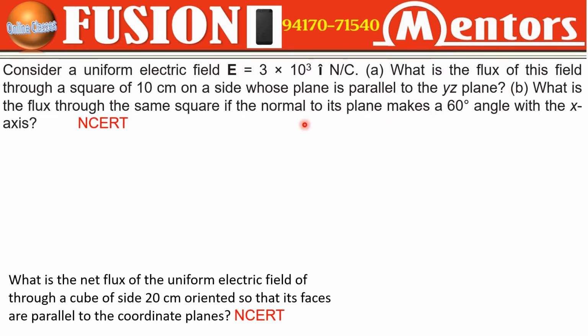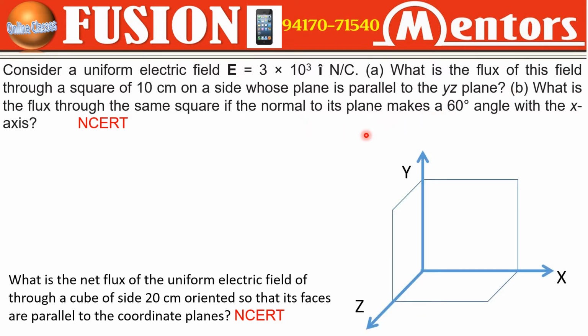So let me draw a diagram to make it completely understood. Please, while you note down, underline the main issues. First of all, electric field is 3 into 10 power 3 along i cap, means along x-axis. Square has side equal to 10 centimeter, which would be equal to 0.1 meter. And plane of the square is parallel to YZ plane. This is your YZ plane. I am moving the cursor.